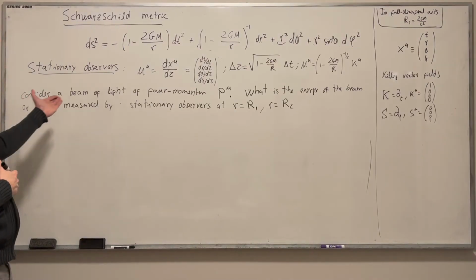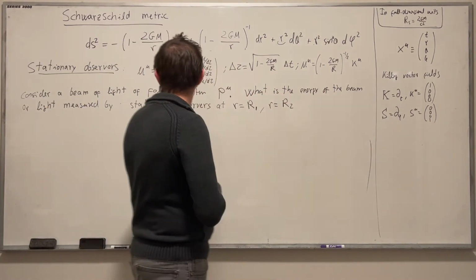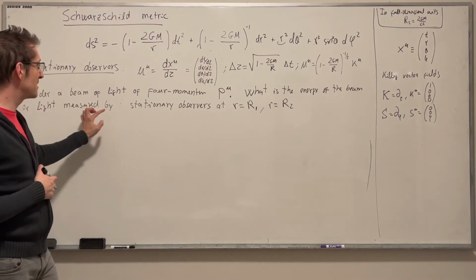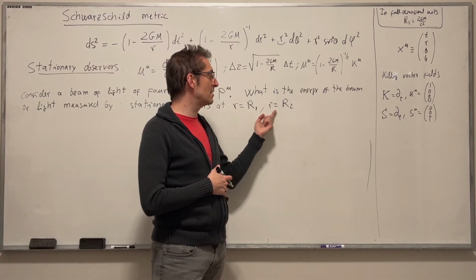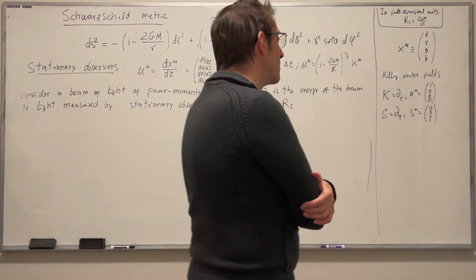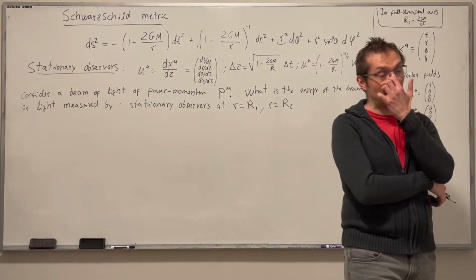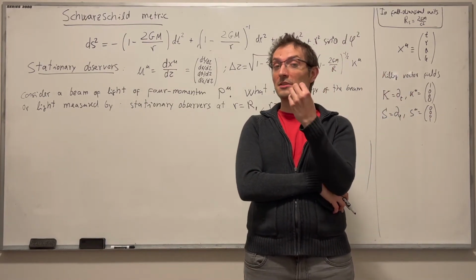All right, consider a beam of light with four-momentum p mu. What is then the energy of the beam of light as measured by the stationary observers at r equals capital R1 and r equals capital R2? All right, so here we're going to make use for the first time of the Killing equations, from the Killing symmetry. Remember what we derived, something very important, at the end of the isometries video?